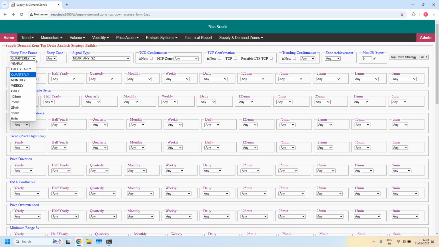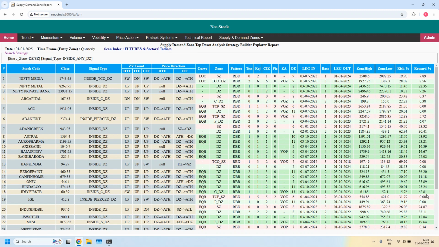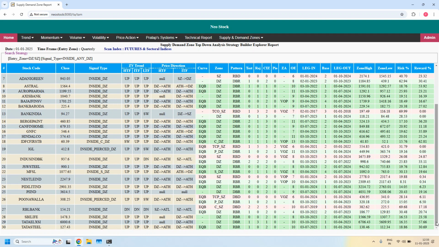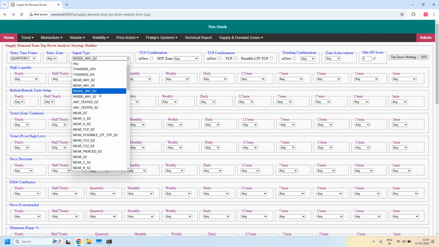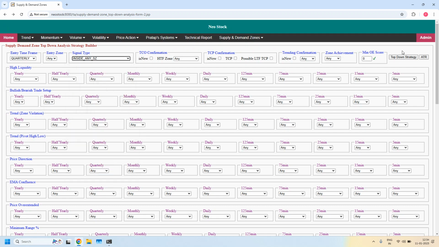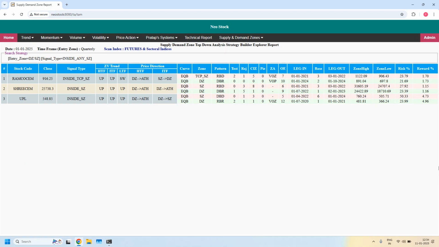Next quarterly time frame. Price closed inside the quarterly demand zone. First 22 stocks in the list. I am scrolling the list down. So total 30 stocks are filtered. Next quarterly time frame. Price closed inside the quarterly supply zone. 3 stocks are filtered.